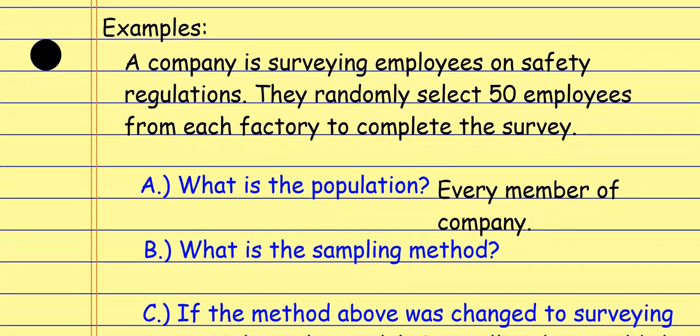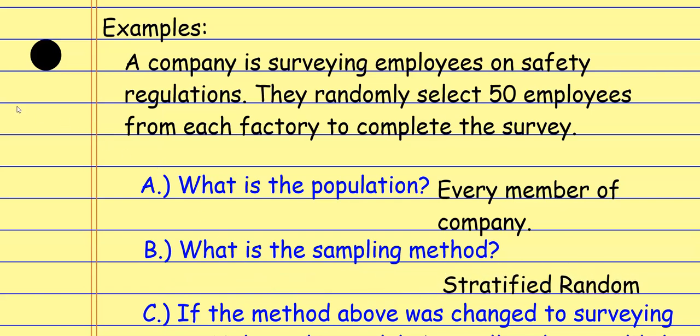And then the second question is, what's the sampling method? And so for this one, again, it says random in there, but we're randomly selecting 50 employees from each factory. In other words, the population is already broken into groups. It's broken into groups by factory, and then we're selecting randomly from each of those groups. So that would be stratified random. And again, it's stratified random because we are breaking the population into groups based on the factories they work in, and then selecting randomly from each of those groups.